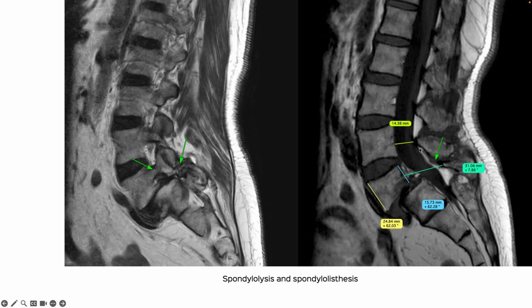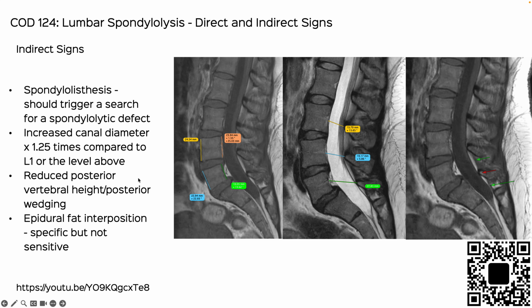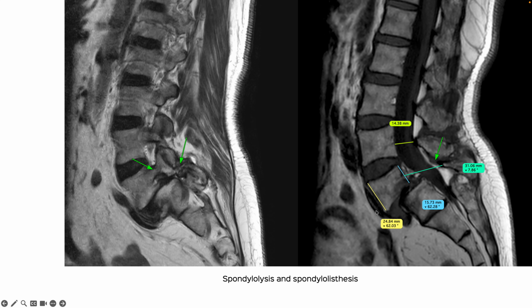There is the epidural fat infiltration. So you can see how the fat is contiguous across two levels. There is widening of the AP diameter here markedly as compared to the one above. The posterior vertebral height is reduced. So every possible sign that you can think of is present. Sorry, it's epidural fat interposition, not infiltration.